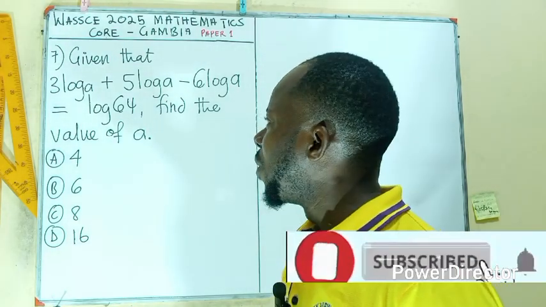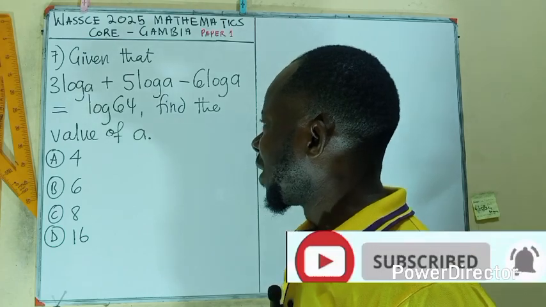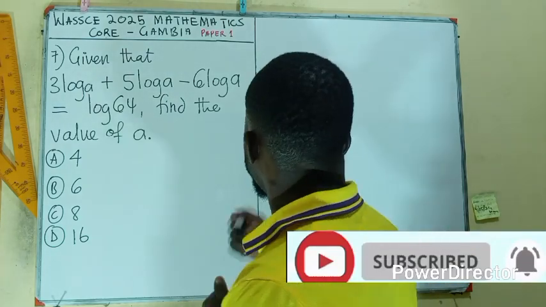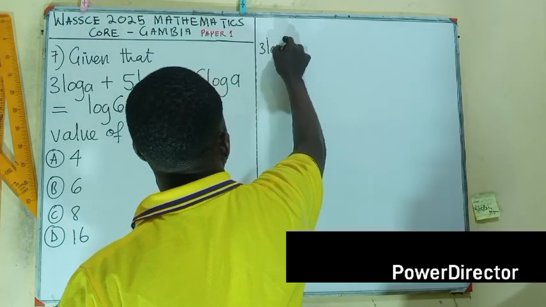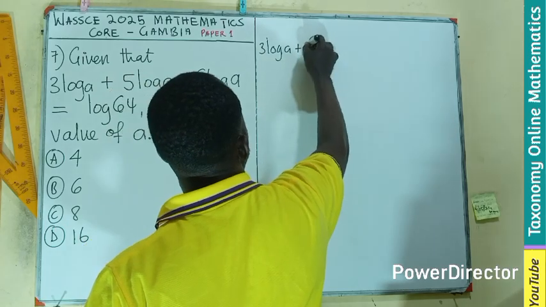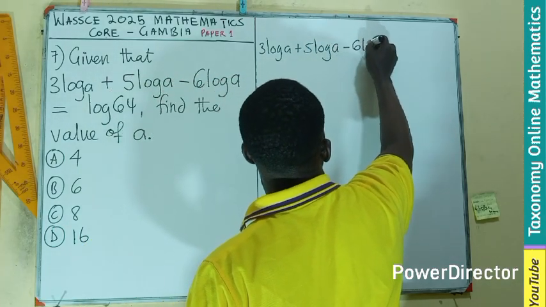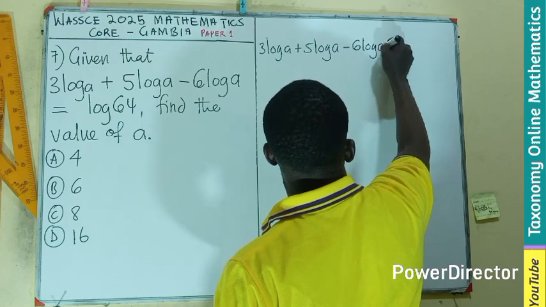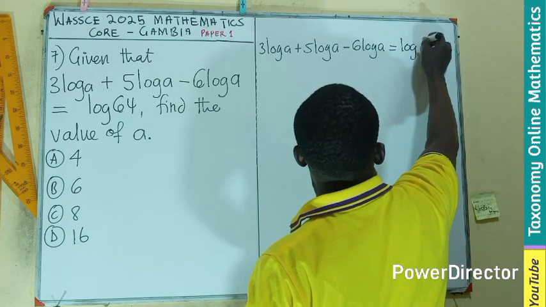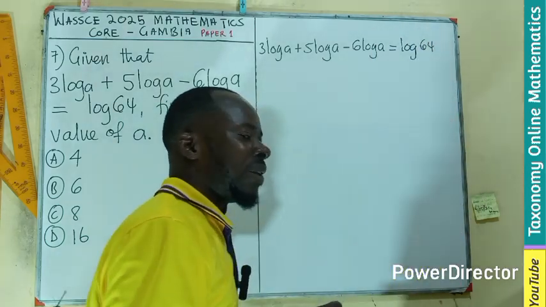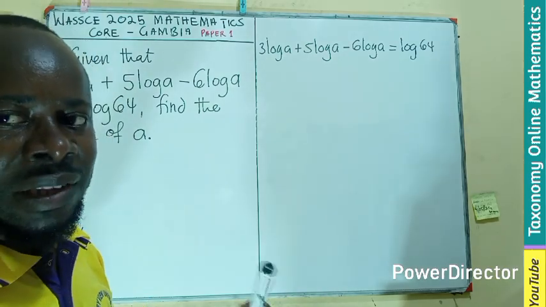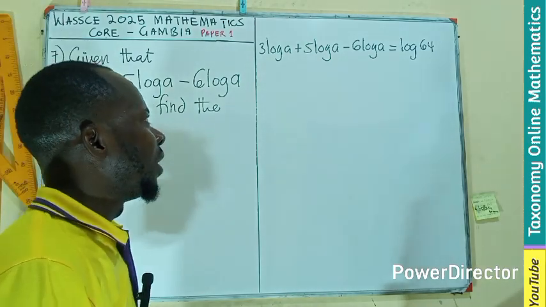Question number 7. Given that 3 log a plus 5 log a minus 6 log a all equals log 64, we have to find the value of a. Remember, if I have 3 log of a, 5 log of a minus 6 log of a equals log of 64. You can see they are all in the same base 10, even though it's not indicated.